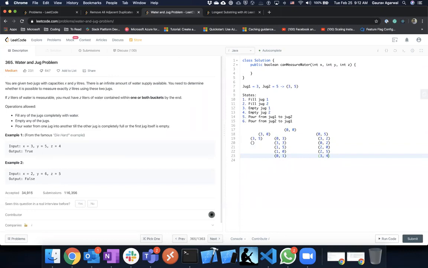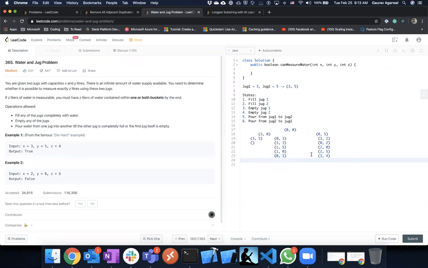Okay, so this state leads us to the solution. We can stop right here because the goal was to measure 4 liters of water, which can be contained within one or both buckets by the end. In this solution, we got 4 liters of water in jug 2. We stop there. But let's say we haven't traversed this path first.